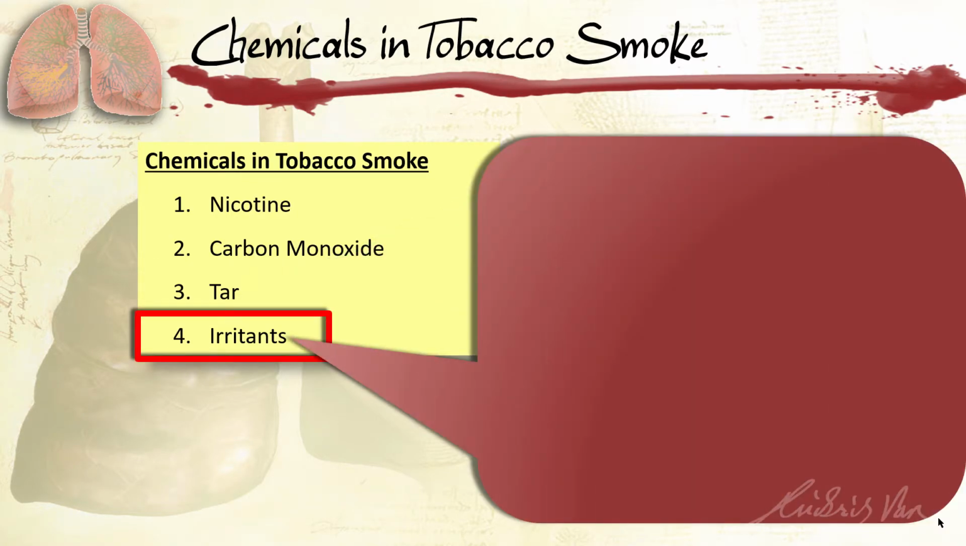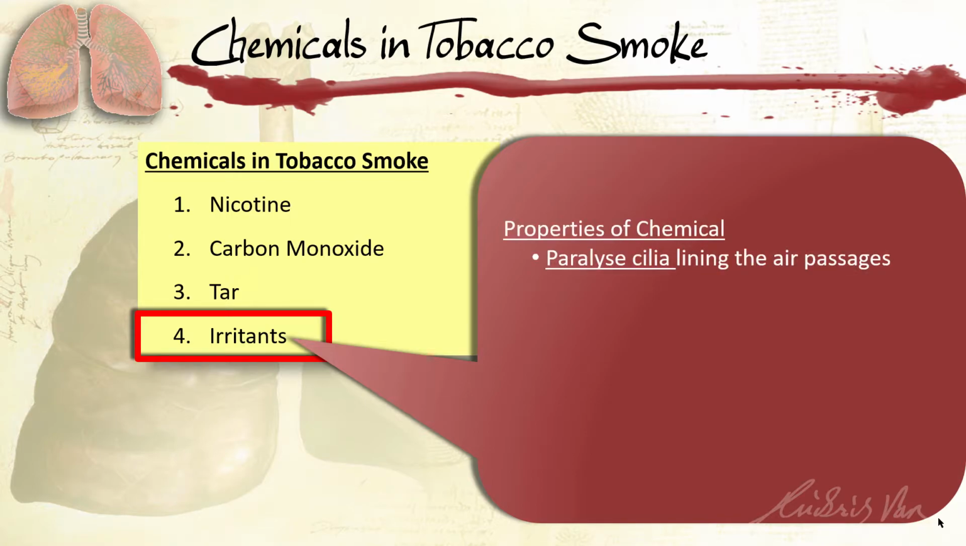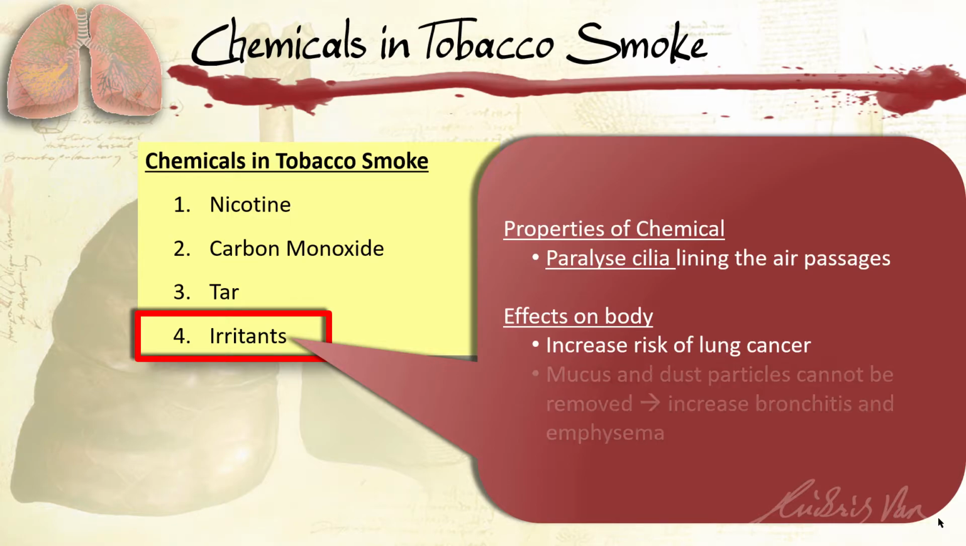Lastly, irritants, which you can find inside your textbook. The effect of those irritants is they also paralyze the ciliary lining and increase the risk of lung cancer, depending on which irritant you are talking about. And dust and mucus cannot be removed because our cilia is paralyzed. Remember, the function of our cilia is to sweep up the mucus, which traps the dust as well as bacteria. Hence, this will also increase bronchitis as well as emphysema.